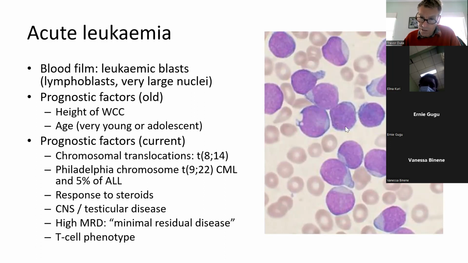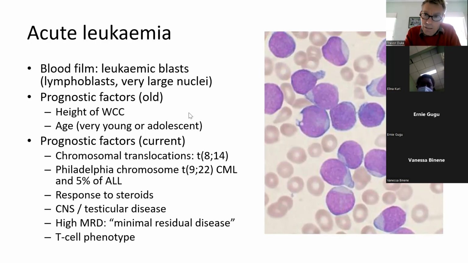And lymphoblasts have very big nuclei. So this is the cell, and the blue part is the cell, and the purple staining part is the nuclei. And these lymphoblasts have very large nuclei, and that's the way you can tell that they're lymphoblasts. They look different to normal lymphocytes.